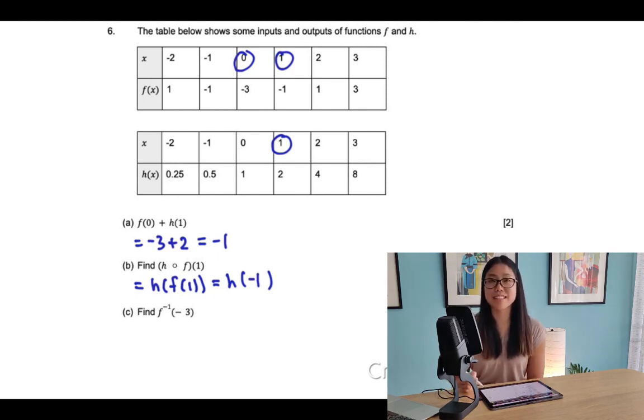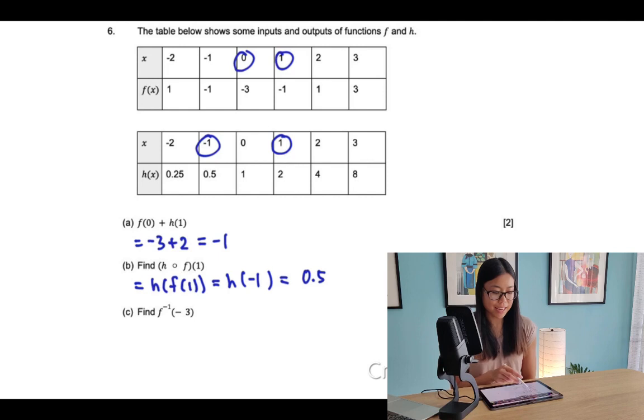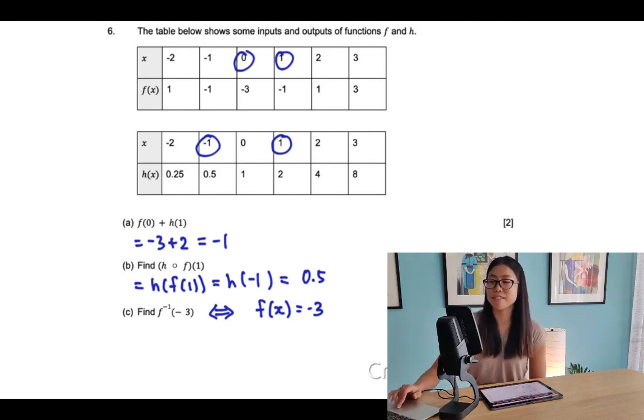The last question asks us to find f inverse of minus 3. This is another way to say that we need to figure out what the x value is in function f when the output value is minus 3. So I look for all the y values, and I can see that when f is equal to minus 3, the original input value is 0. So that means f inverse of negative 3 is 0.